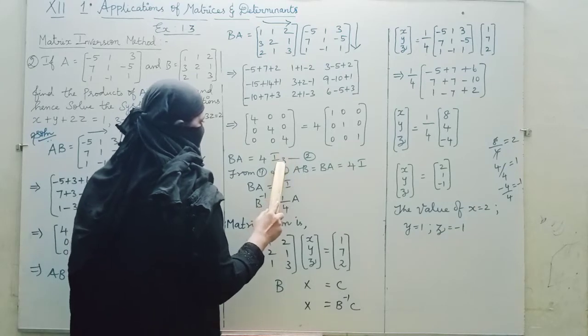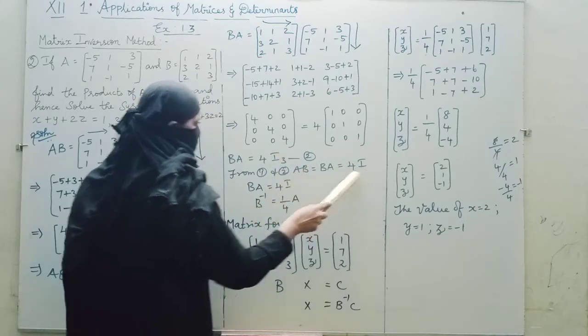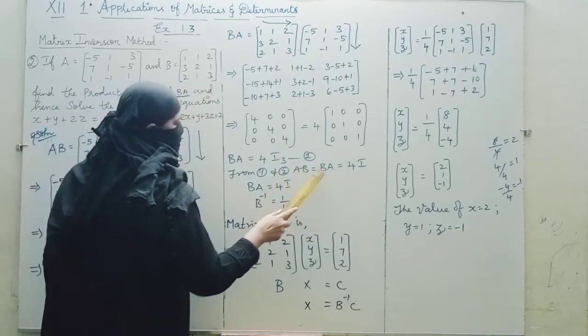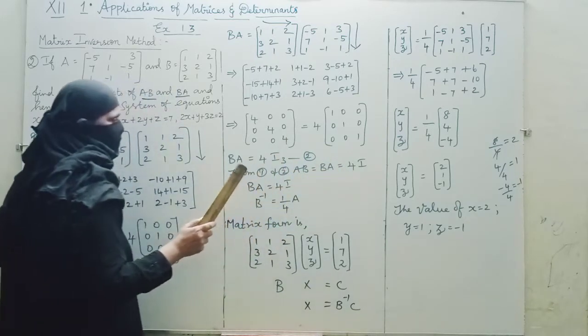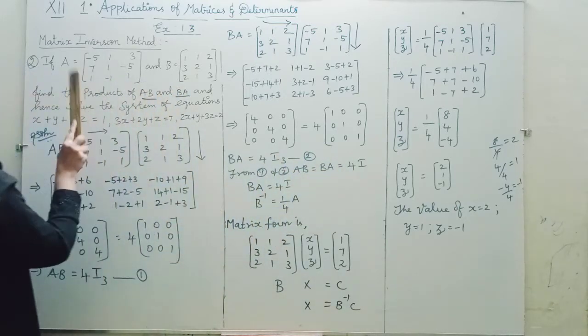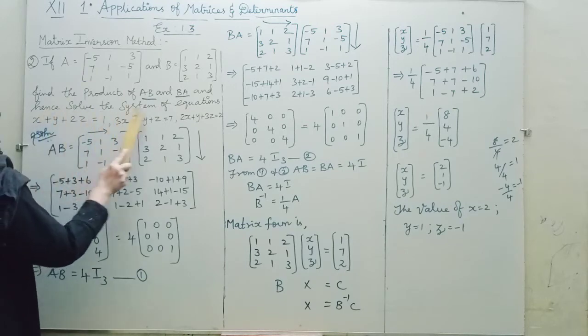Both are the same only. 3 na, another 3 by 3 matrix. If you need, you can put it as 3 here. So AB equal to BA equal to 4I. Now we completed AB and BA. This is completed, and hence solve the system of equations.